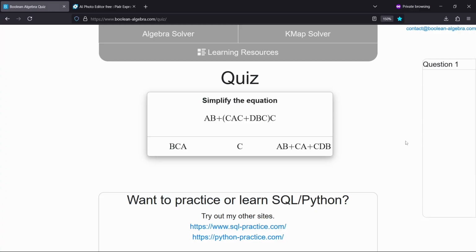Today we're going to be doing a new series where we put our Boolean algebra skills to the test. So let's just jump right into it. Here's our first equation here. And yeah, we have three options to pick from, but I'm going to walk you through the process.